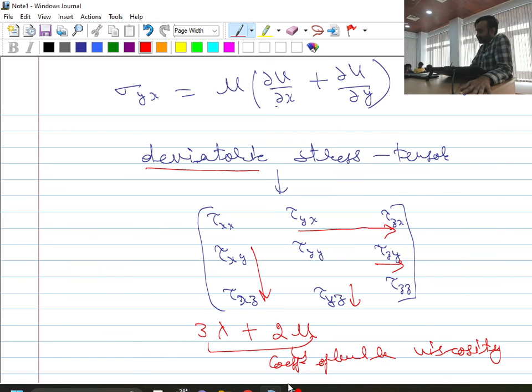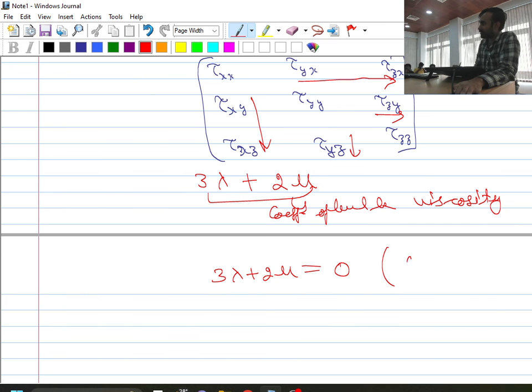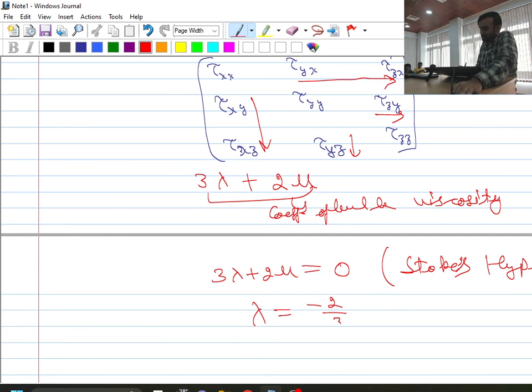So you just remember that this is called as coefficient of bulk viscosity, and this coefficient of bulk viscosity is considered equal to 0 by one famous person, Stokes. Okay, that's why it is also called as Stokes hypothesis. He mentioned that 3 lambda plus 2 mu is equal to 0 and lambda is equal to minus 2 by 3 mu. Okay. From here lambda is coming equal to minus 2 by 3 mu. So this is called as Stokes hypothesis.